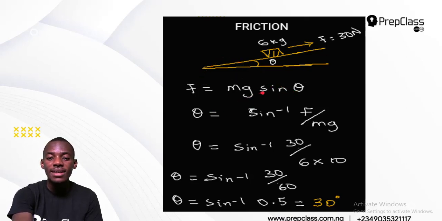So that means if I take the mg under the F, I'll be having F over mg. Then the sine will jump over. It will become sine inverse of F over mg. So my theta is standing alone, and that's what I'm looking for. So theta is therefore sine inverse of, what's my force?